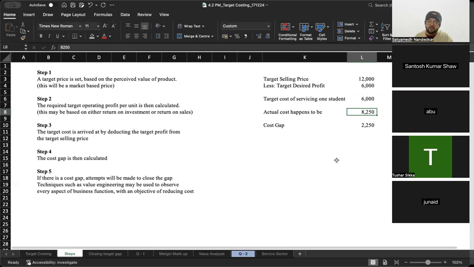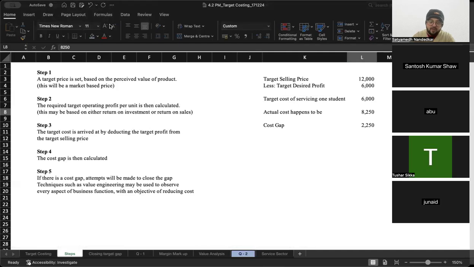And then I will have to make an attempt to control the cost. I will have to make an attempt to reduce the cost and bring it down to this level. For that, different measures will have to be employed by the company, and we discussed what those measures are. So this is the long and short of the target costing exercise. We look at methods that will help us to reduce the cost gap.